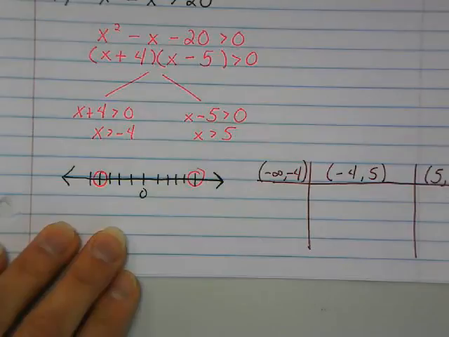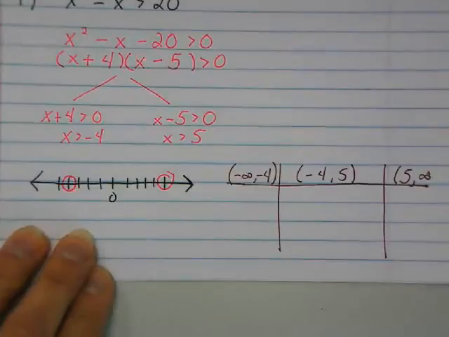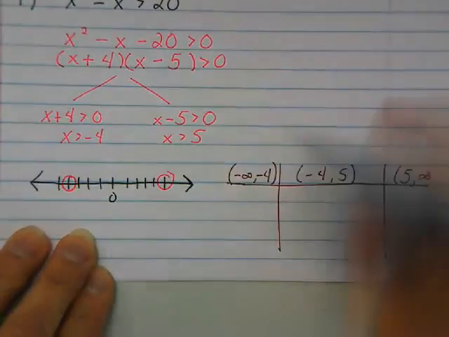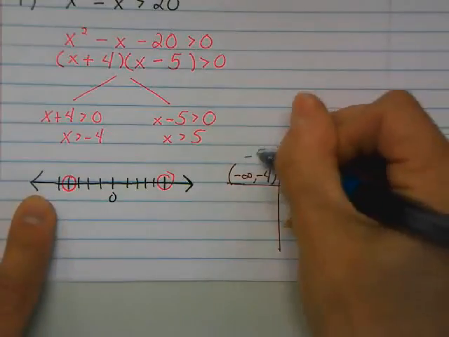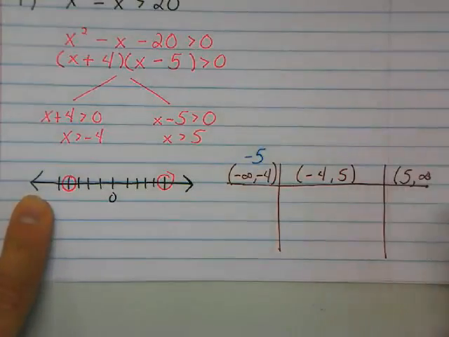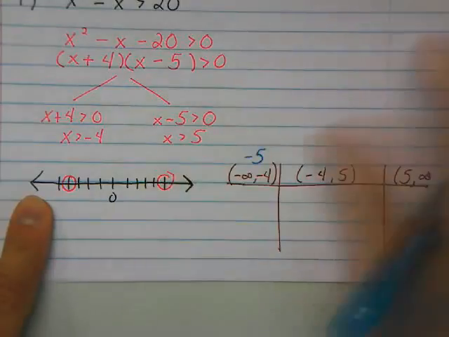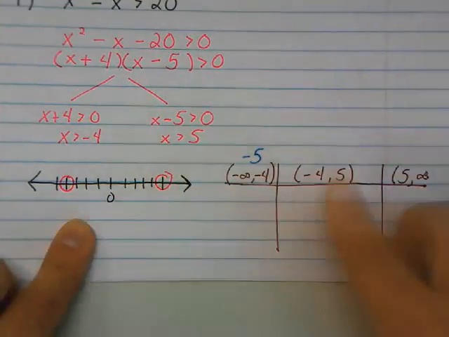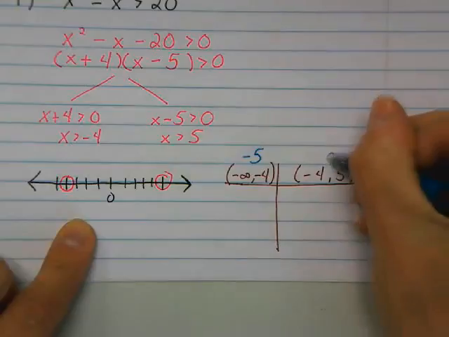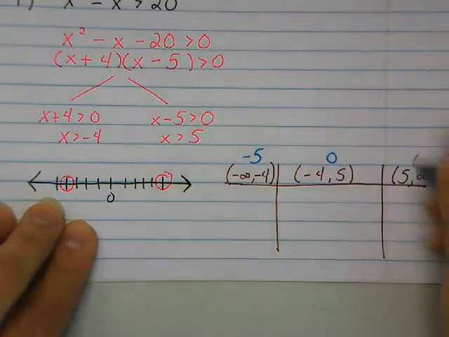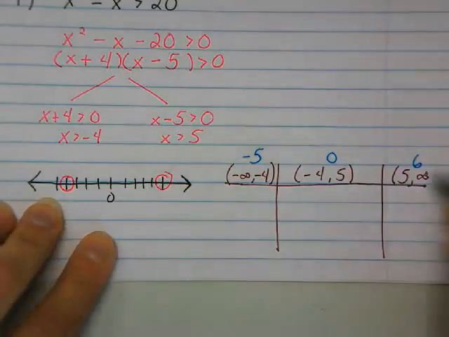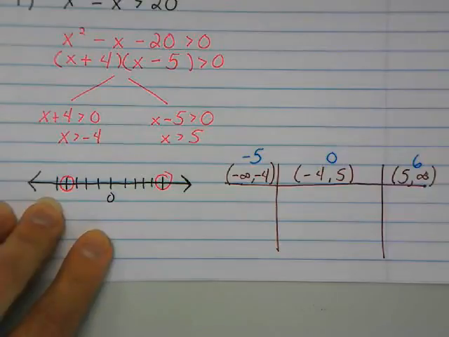Now what I want you to do is pick a random number that's in those ranges. So here, from negative infinity to negative 4, what do you say we pick? Negative 5. You could pick any number. I picked the one that's closest to that. And here, between negative 4 and 5, I'm going to pick 0. And then between 5 and infinity, I'm going to pick 6. And I'm going to put a little parentheses there. Okay? So far, so good.